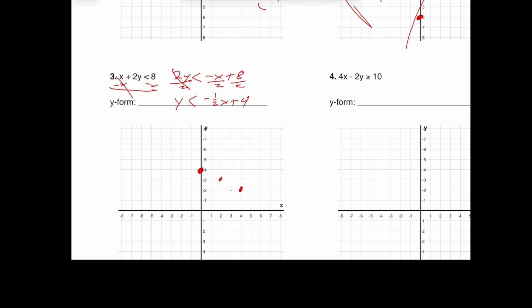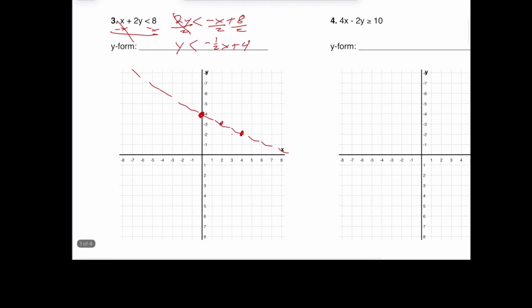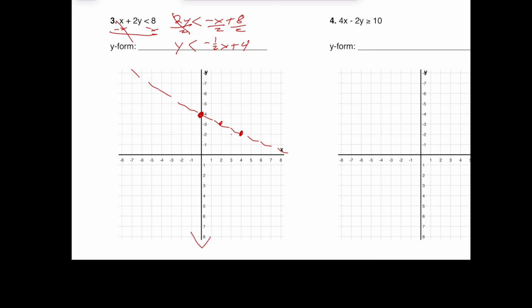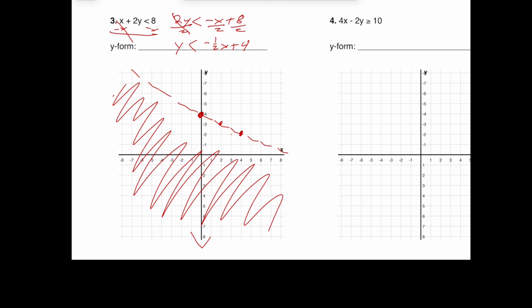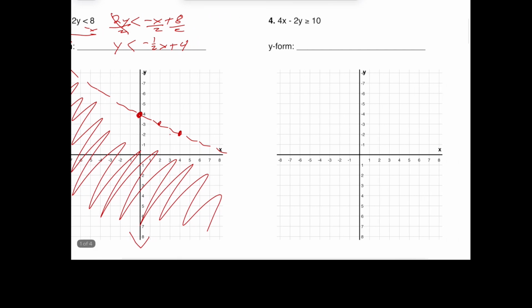And it needs to be a dashed line because there's no equal sign. And where are the y's less than? The y's get smaller that way, so I want to shade underneath the line, or the side with the down arrow. All right, let's go on to this one.